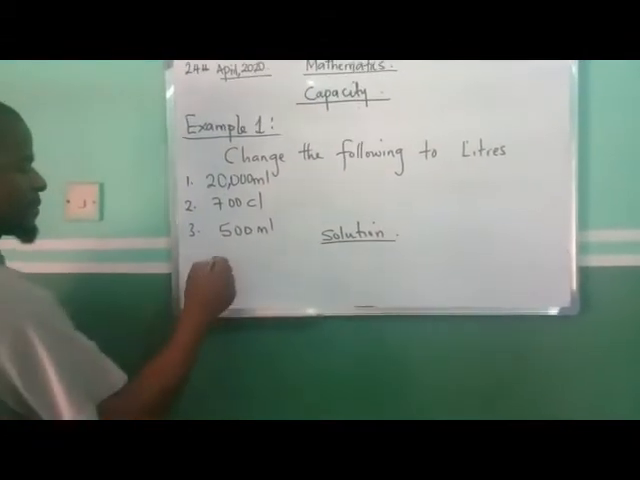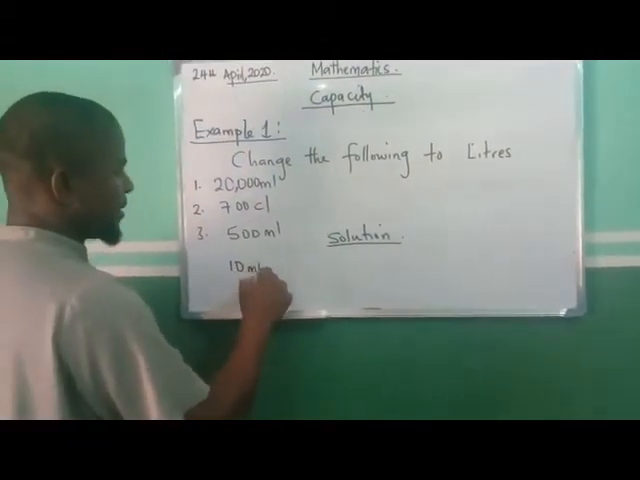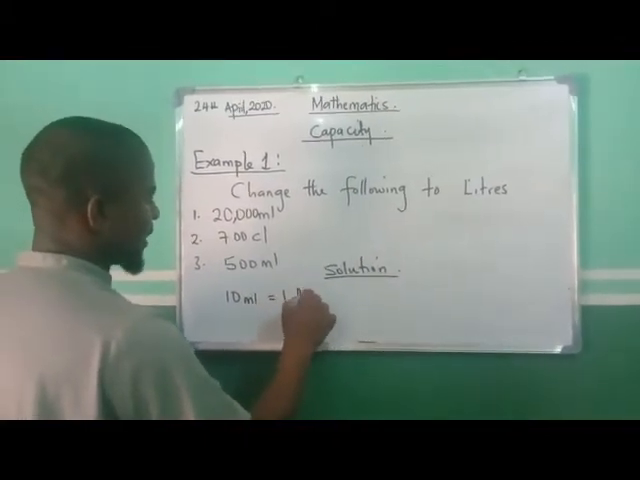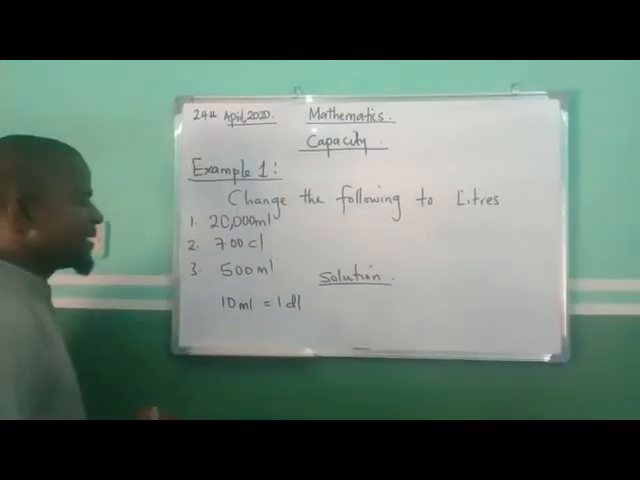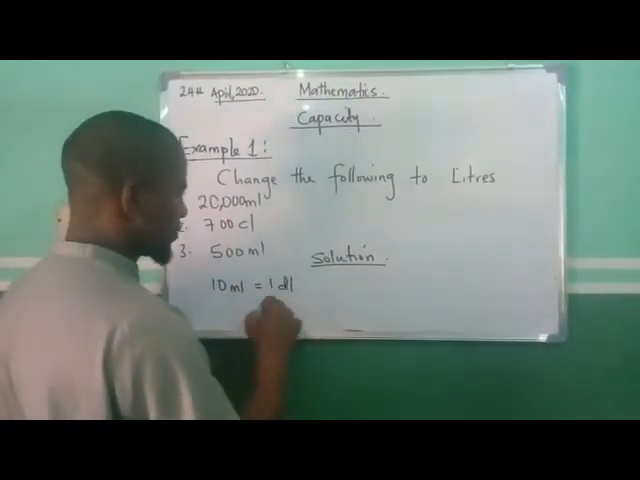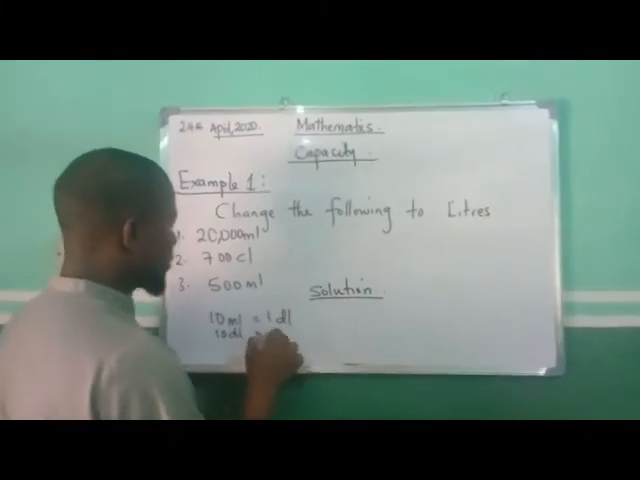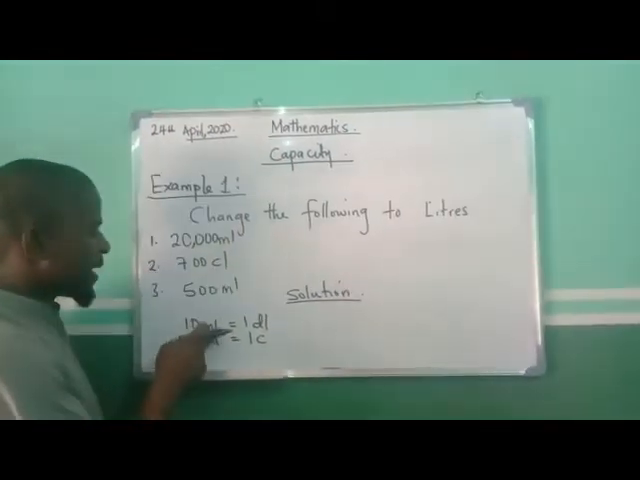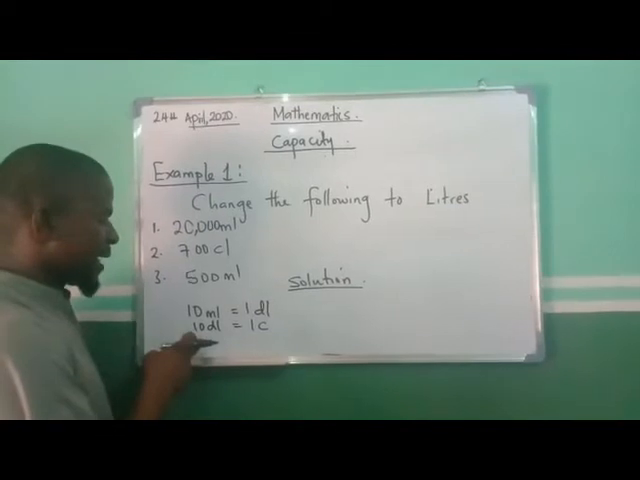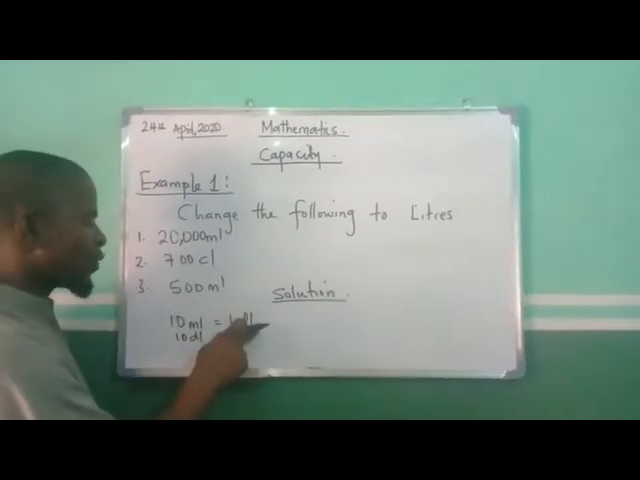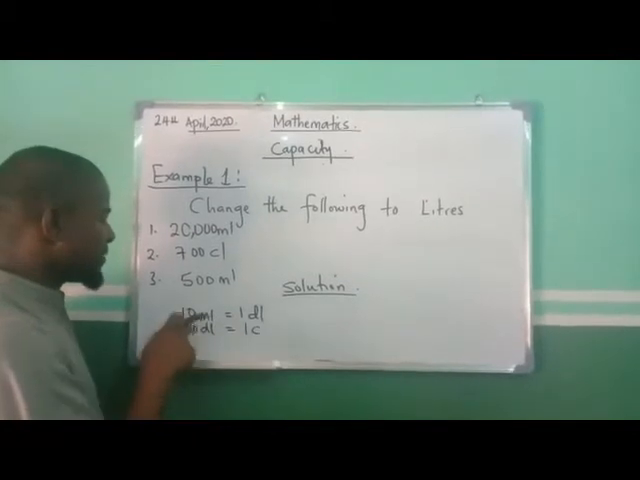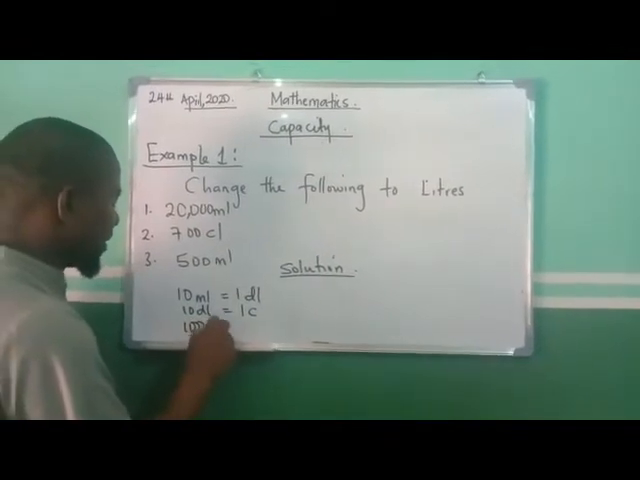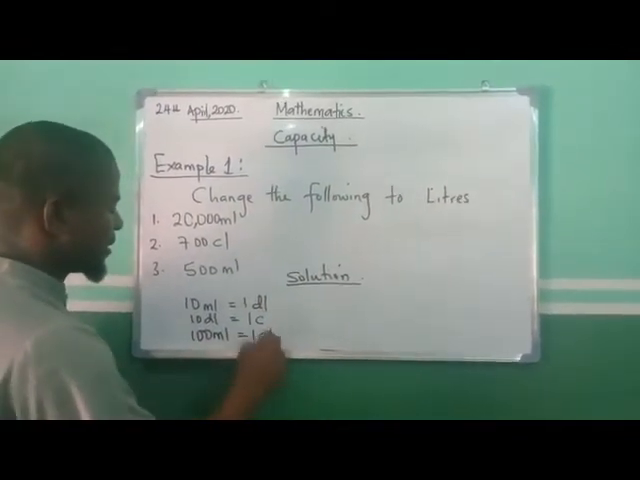I know that 10 ml is equal to 1 dl, right? And 10 dl is equal to 1 centiliter, right? Which means 10 times 10, okay? If 10 milliliters is equal to 1 deciliter, and 10 deciliters is equal to 1 centiliter, that means 10 times 10 ml will give us 1 cl, which means 100 mils will give me 1 cl.